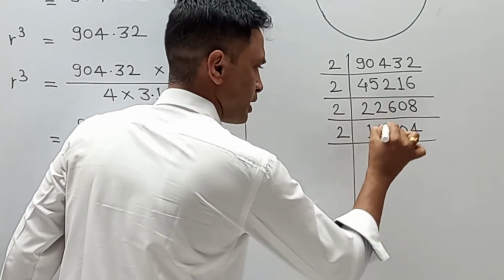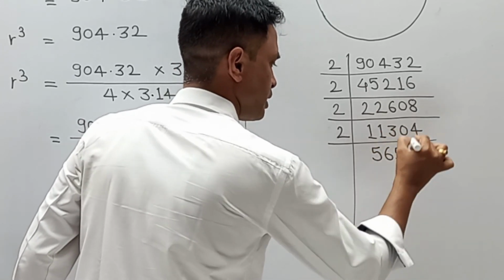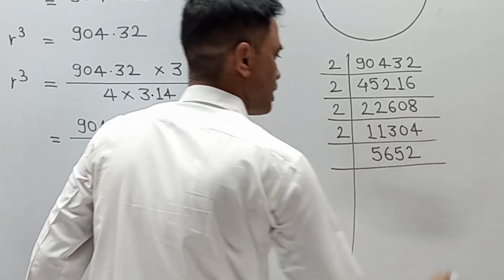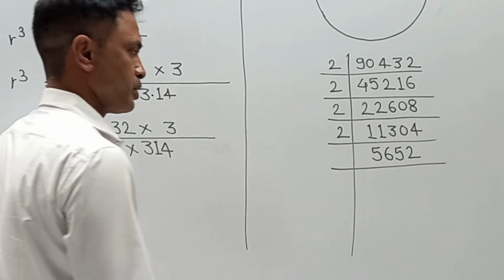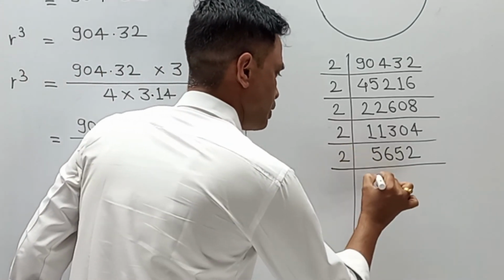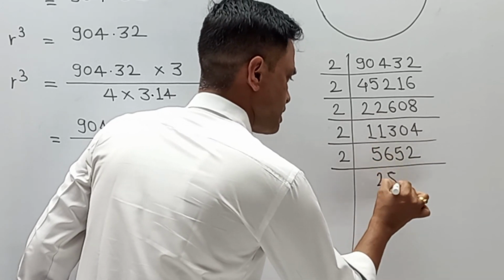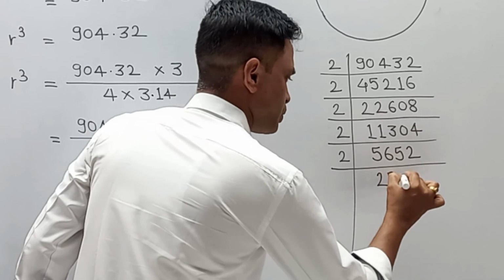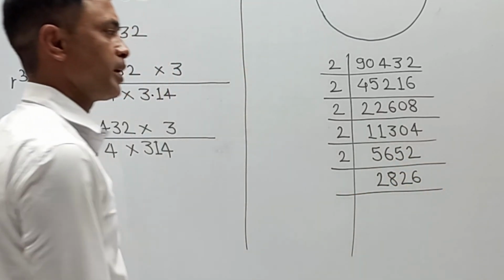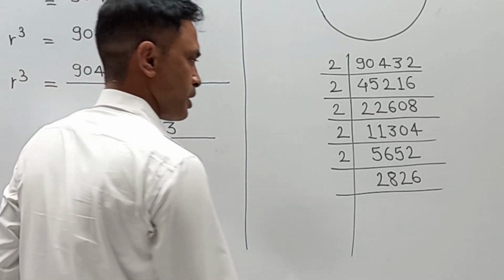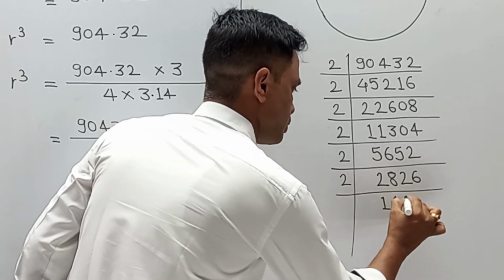2 5s are 10. Carry 1. 13. 2 6s are 12. Carry 1. 2 5s are 10. 2 2s are 4. Now we have reached the part of 5 6 5 2. Again dividing it by 2. So the part is 2. 2 2s are 4. 2 3 carry 1. 2 8s are 16. 2 2s are 4. Carry 1. 2 6s are. So again we are dividing it by 2. So your part is 2 1s are 2. 2 4s are 8. 2 1s are 2.